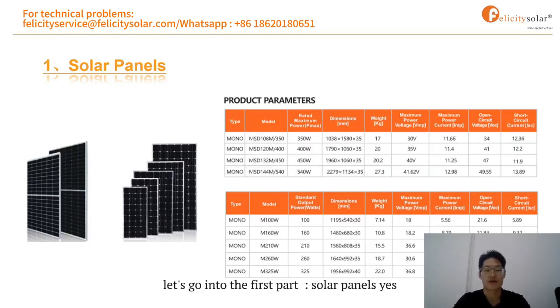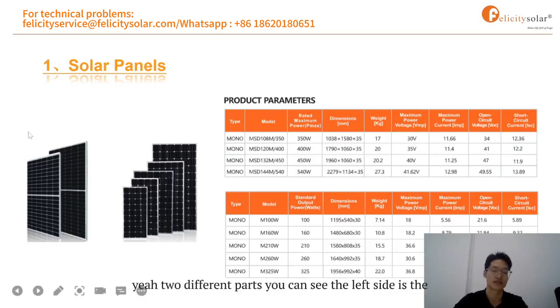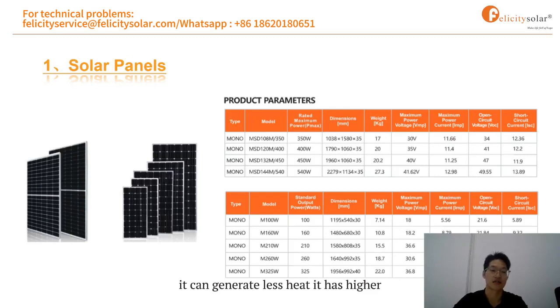Okay, let's go into the first part, our solar panels. Maybe some dealers may know our products. Our panels are divided into 2 different parts. You can see the left side is these panels. They're divided into 2. This one is called the half cut, and the right side is the full size. The advantage of the half cut is it can generate less heat and has higher efficiency.